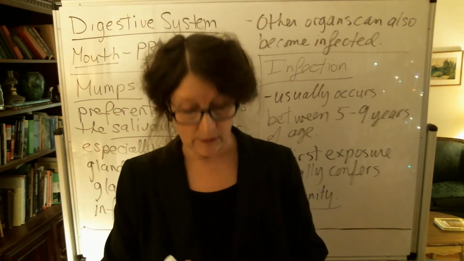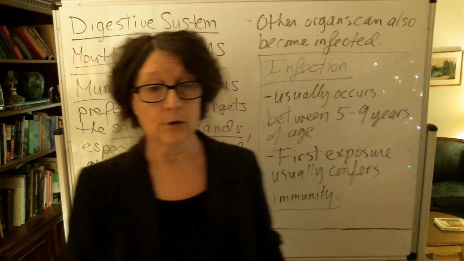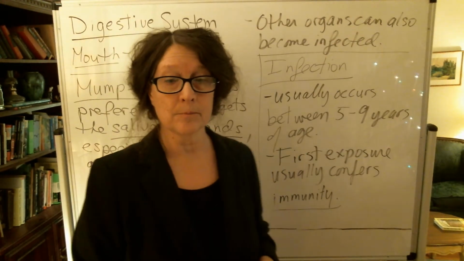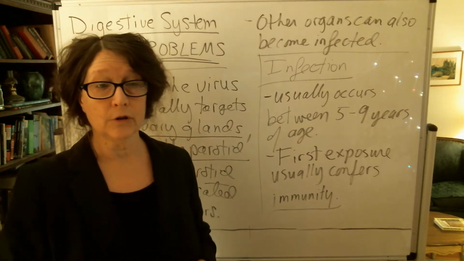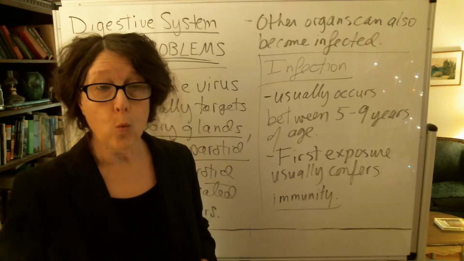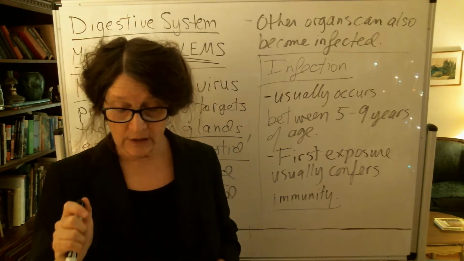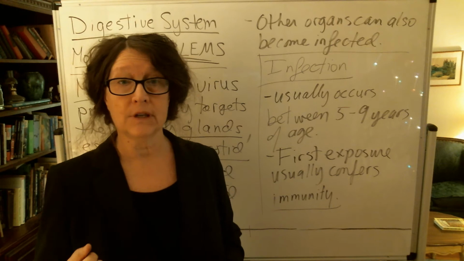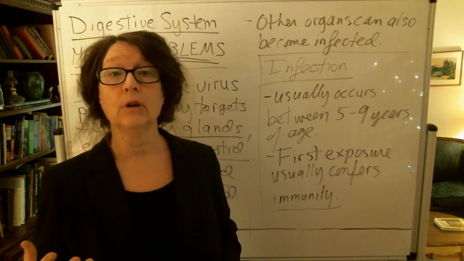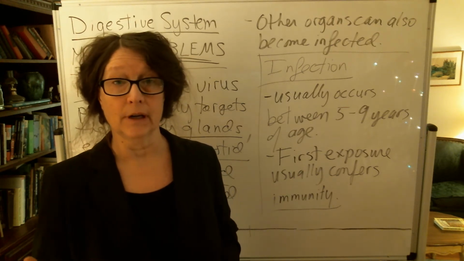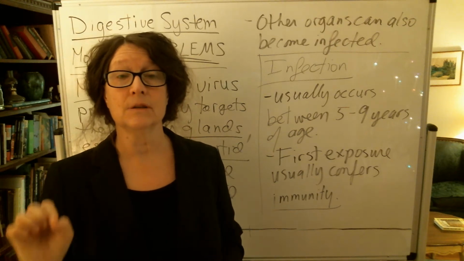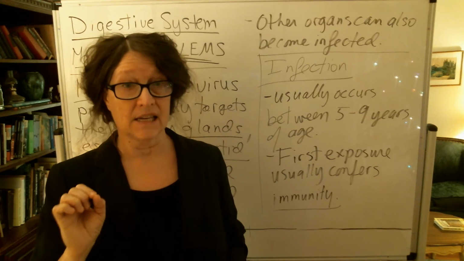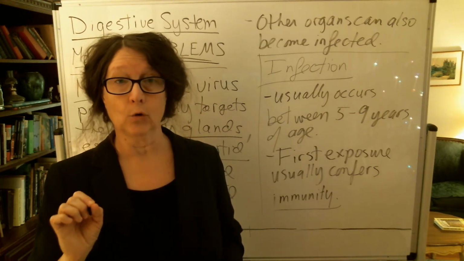This is actually a really important concept that you deserve to know more about. Here, I'll get out of the way so that you can see. Here we are. First exposure usually confers immunity. What do I mean by that? Here is how your immune system works. You have basically two different immune systems, general immunity and specific immunity. Your general immune system will attack anything that it perceives as not having been made by your body.